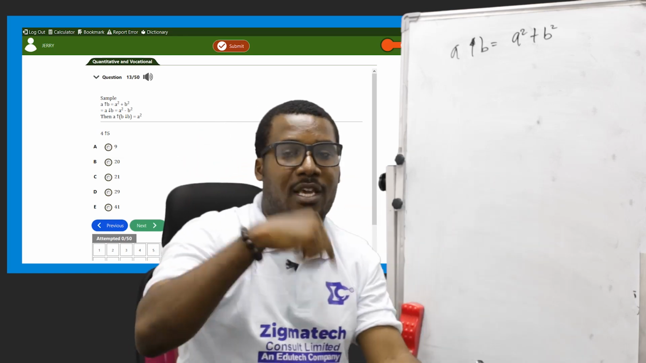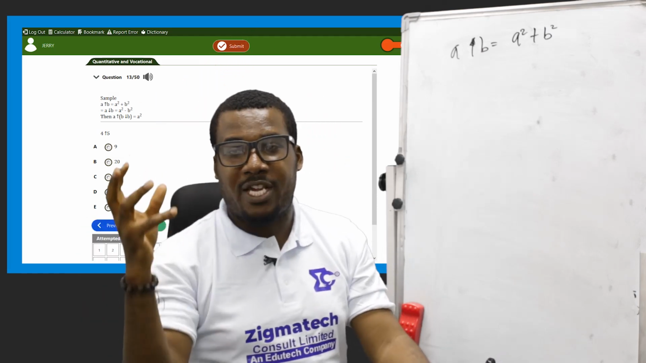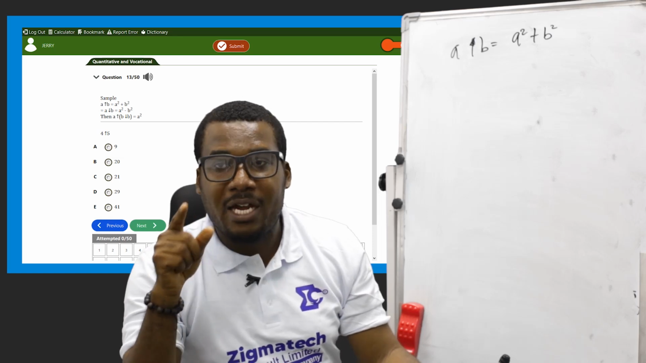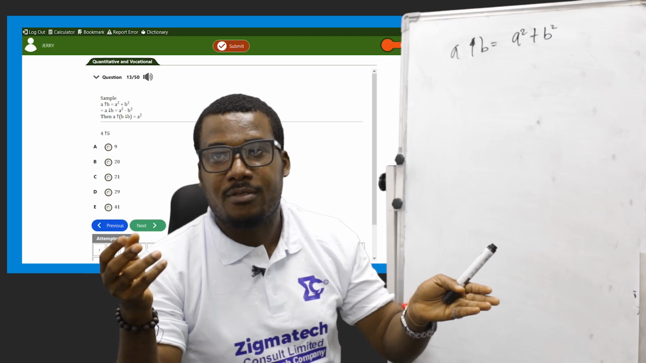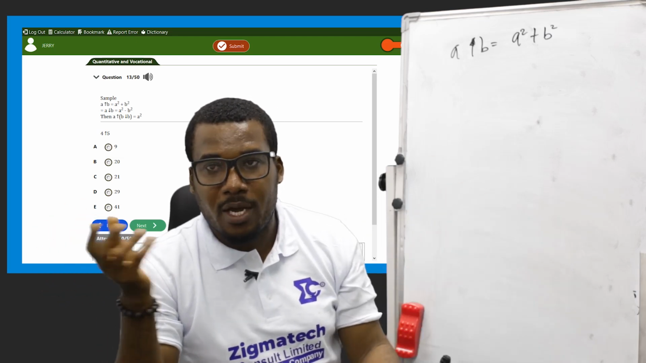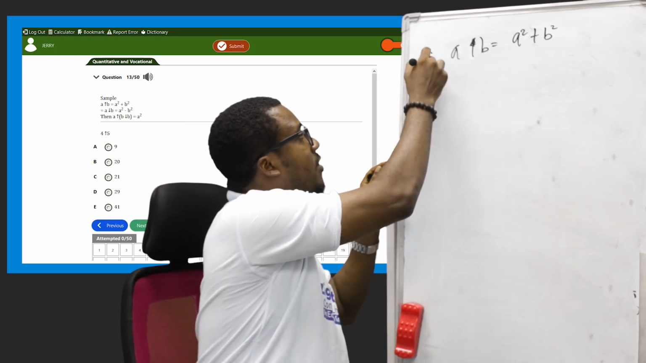In the previous case, arrow pointing up was multiplication. But here the arrow pointing up is addition. But both sides of the numbers are to be squared. The A is to be squared, the B is to be squared. Note that. This is our first case.